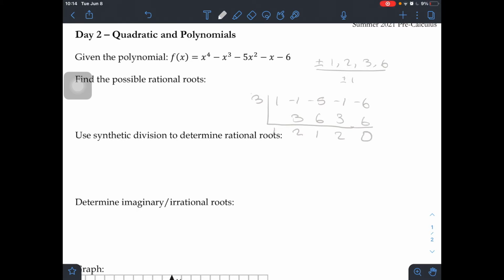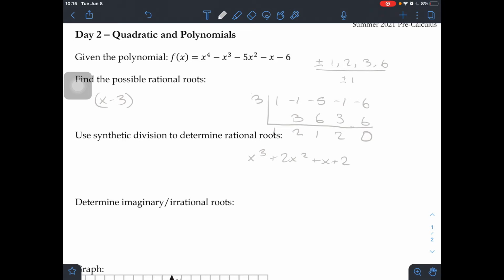Right, and it appears that this is our first root, where we managed to find a remainder of 0. Since this is 3 and this is the 0 that we're looking at, this would be x minus 3. This is one of the factors. So now that we properly divided this and found a root, we can use this shortened polynomial instead, which would be x cubed plus 2x squared plus x plus 2.